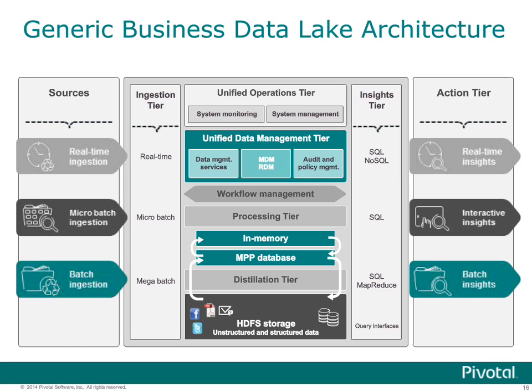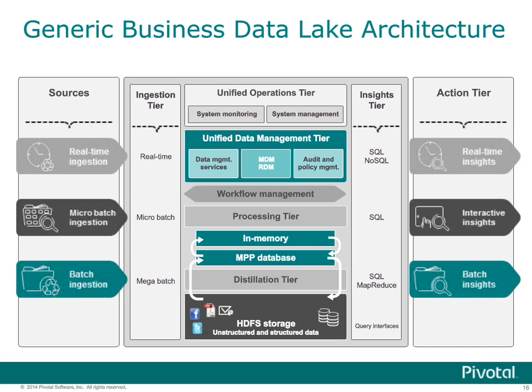Then on the far right, we've got the same thing again: a change in how we're consuming this data. In this action tier, there are real-time insights that we need to support, there are interactive ones, and there's batch, the scheduled report again. We'll go through some of this in more detail, but the architecture needs to support different ways to bring data in as well as consume it as it's coming out of the system.